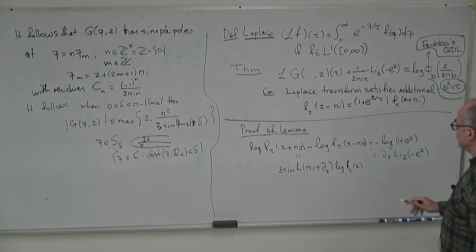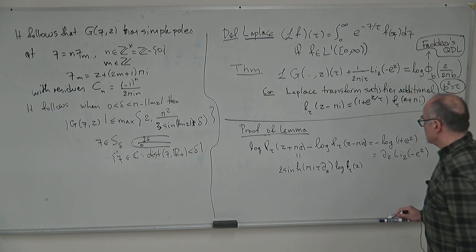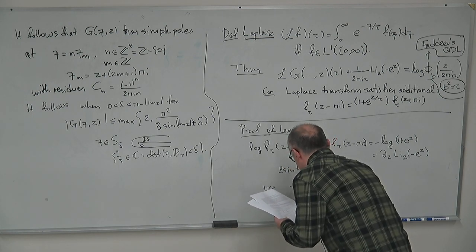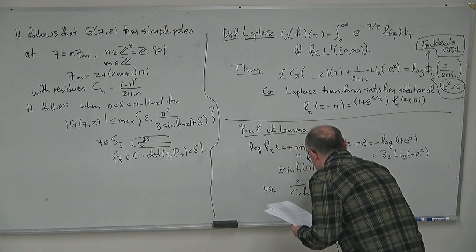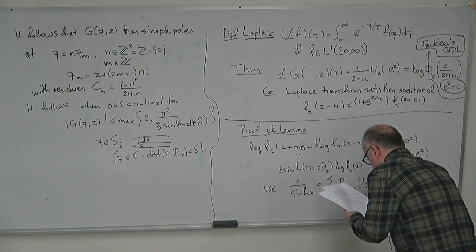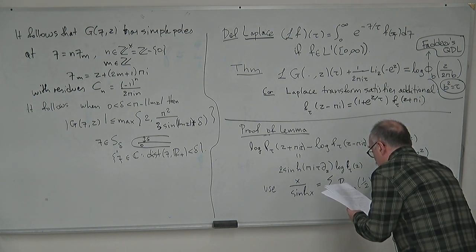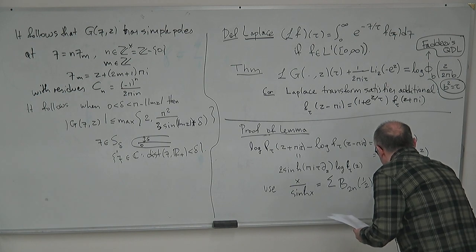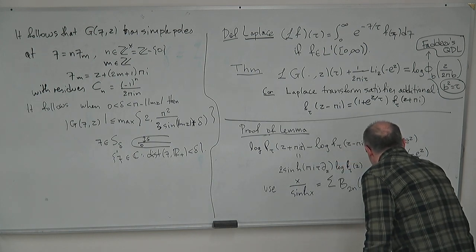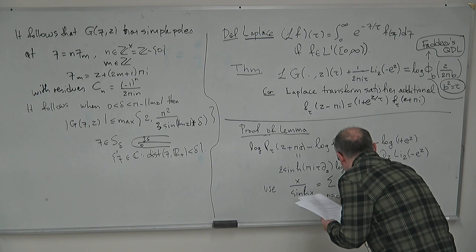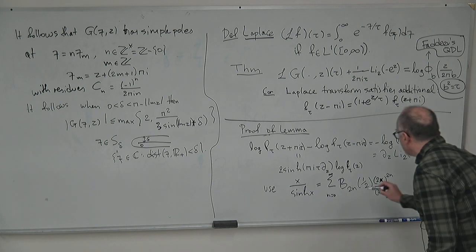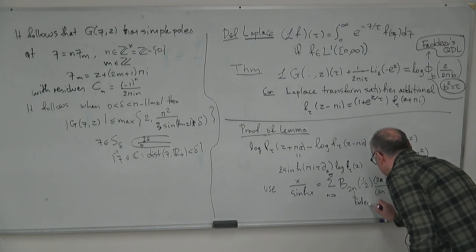Now you divide this by that, and you use that x over sinh x is the sum of even Bernoulli numbers times 2 z to the 2n over 2n factorial, where z is x, and n goes from 0 to infinity. Something called Euler numbers. Yeah, actually these are exactly Euler numbers.